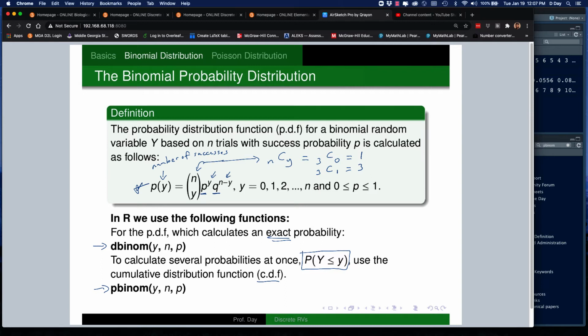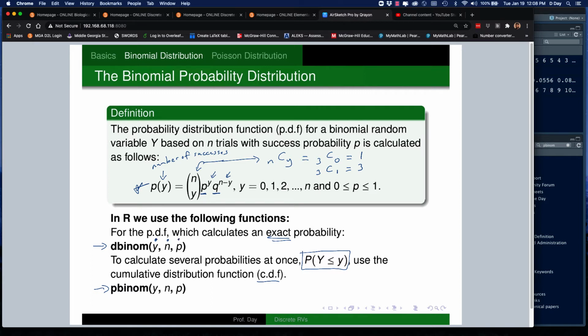It's going to add every probability from 0 up to that number that we plug in. So every random variable from 0 up to where we tell it to stop, it's going to add all those probabilities together for us. Okay? And so the inputs are really similar for both of these. You've got y, n, and p.